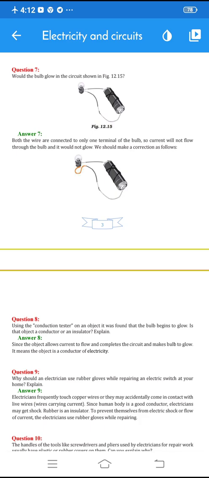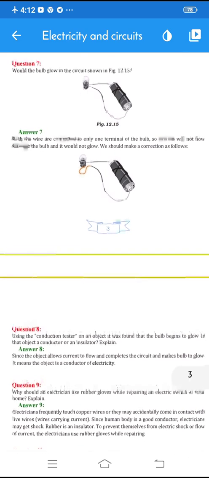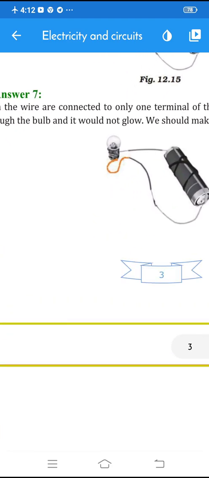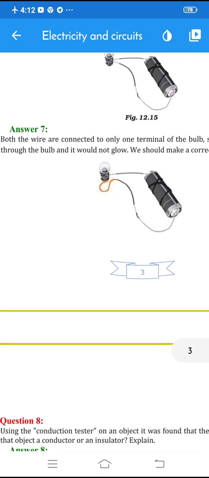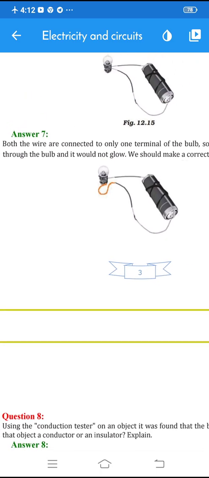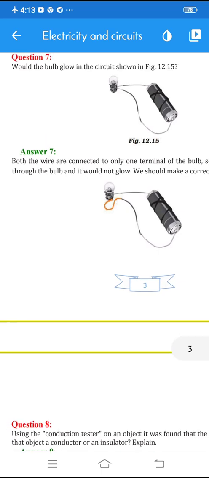So we should make a correction in this way. One end of the wire is already connected to one terminal of the bulb. The other end of the wire from the cell should be connected to the lower tip, the other terminal of the bulb. Here you can see it shown in the diagram with the orange color. By connecting the two wires coming from the electric cell to the two terminals of the bulb in this manner, the circuit is complete and the bulb will glow.